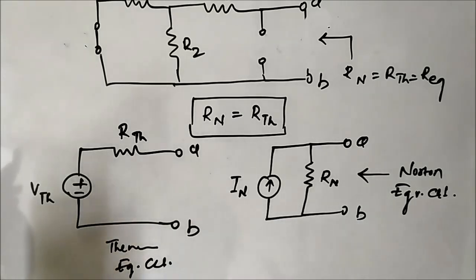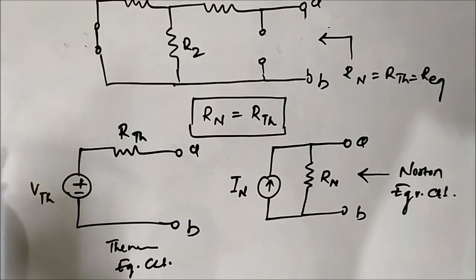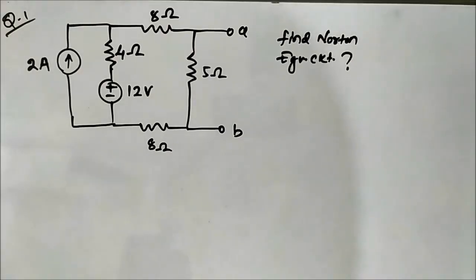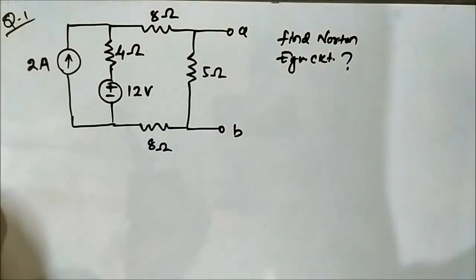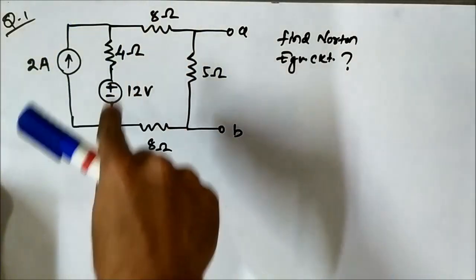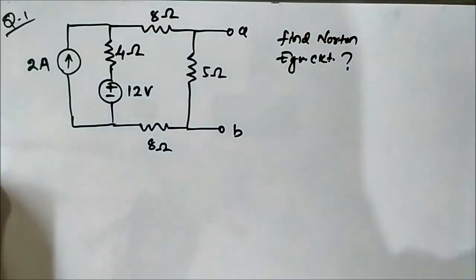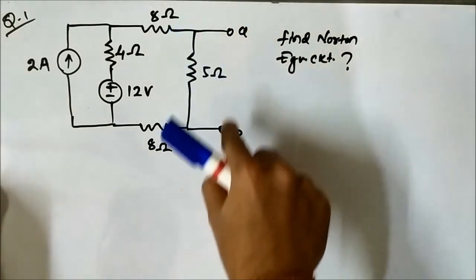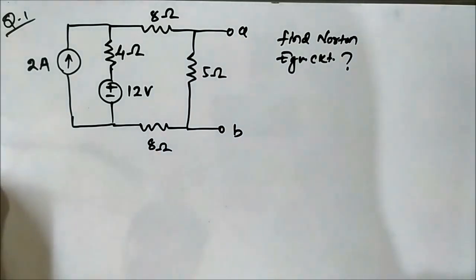So let us solve some questions to understand this concept in a good way. This is the first question which we are going to discuss related to the application of Norton's theorem. This is the circuit here. It has a 2 ampere current source, a 12 volt voltage source, 4 ohm, 8 ohm and 8 ohm resistors and this 5 ohm resistor, and we have to determine the Norton's equivalent circuit across the points A and B.